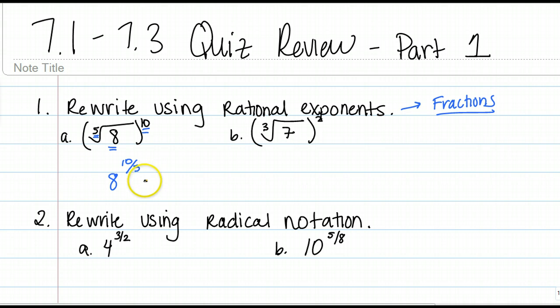But let's think about this. 8, what is 10 divided by 5? Well, that's 2. So really our simplest answer is 8 squared, which is 64. But you're not always going to be able to reduce that fraction. Let me show you another example. Here our base is 7, our power is 2, and our root is 3. And I can't reduce 2/3, so my final answer is 7 to the 2/3 power.